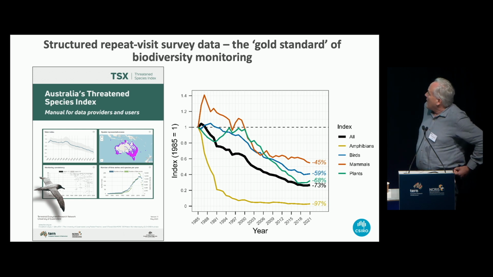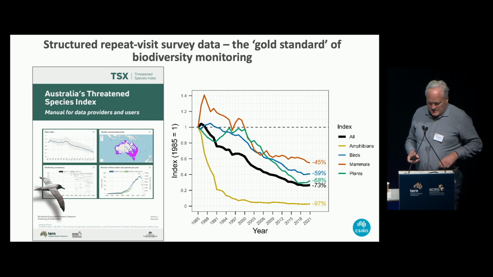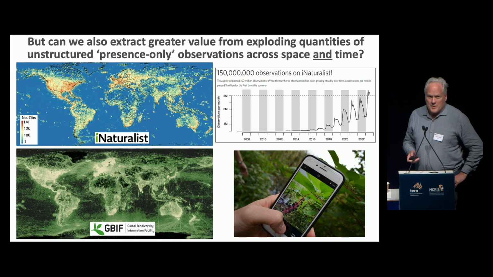There we go. And then, of course, we've heard about the Threatened Species Index within Australia. And these are wonderful initiatives, and I certainly don't want anything that I say to be construed as somehow being critical of those approaches. But what I want to talk about is, is there a way we can also extract greater value from a completely different kind of data stream?